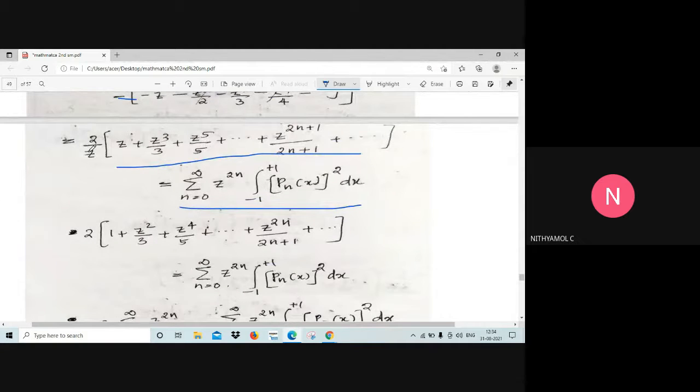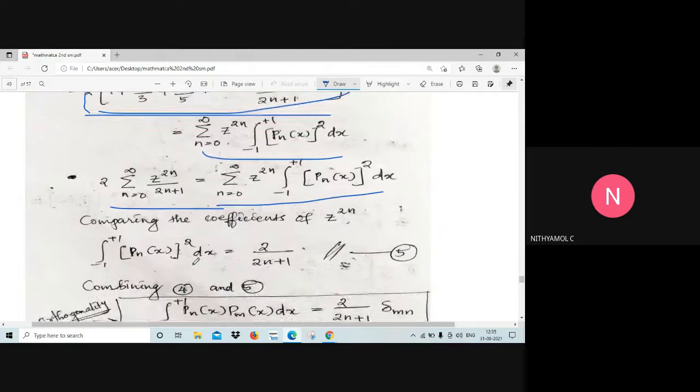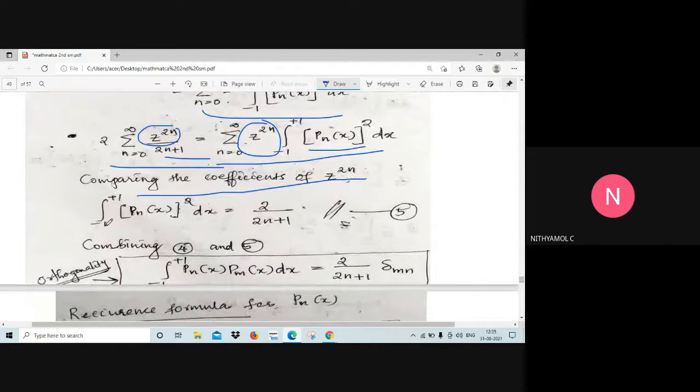Then dividing all the terms by z, we get 2 into this term, which is equal to the right hand side. This term can be written as 2 into the summation over n equal to 0 to infinity of z raised to 2n by 2n plus 1. Then comparing the coefficients of z raised to 2n on both sides, we get the integral from minus 1 to plus 1 of pn of x square dx equal to 2 divided by 2n plus 1. So we got the second equation.